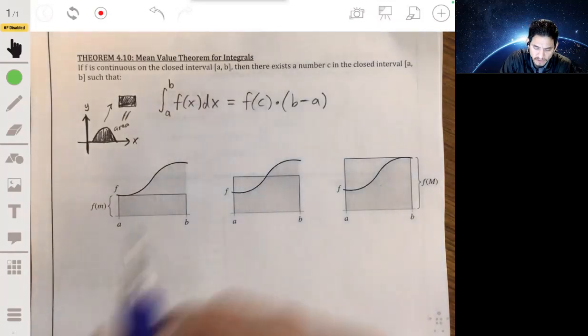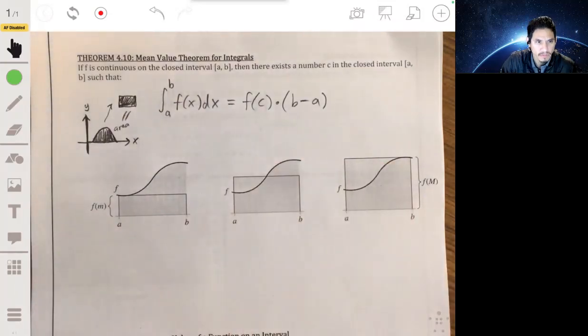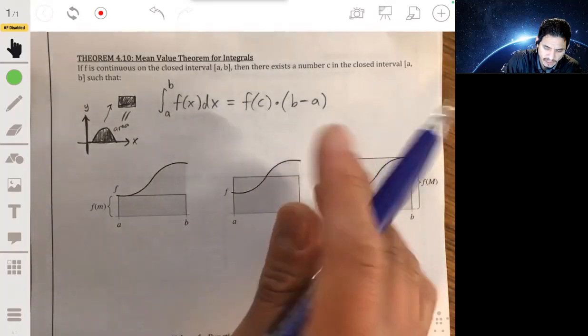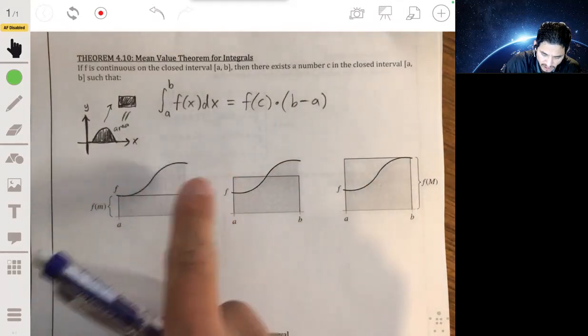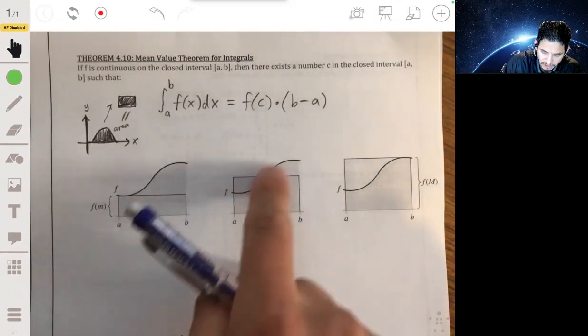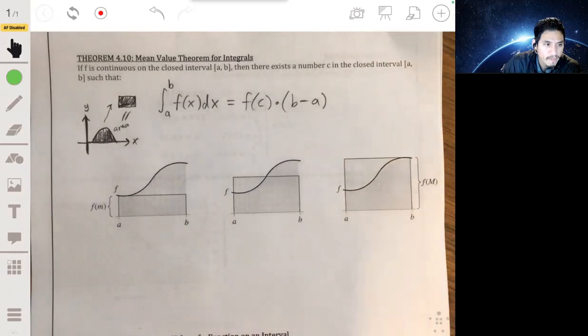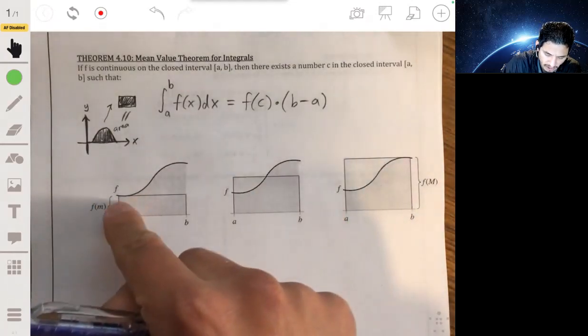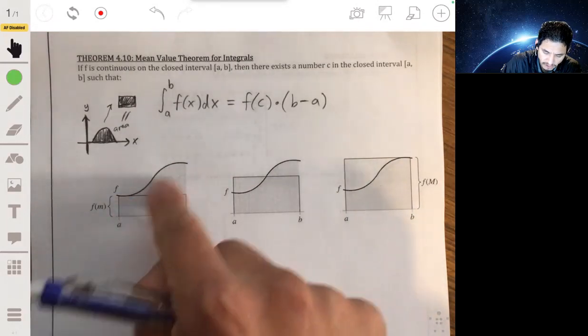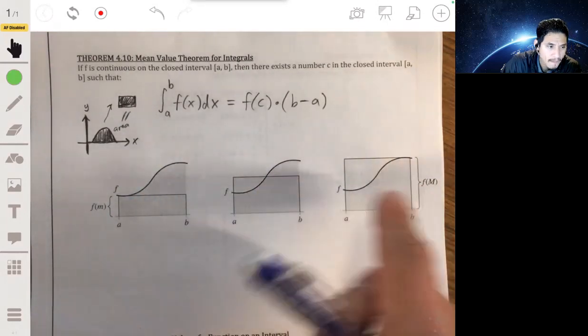That's the main basis for this theorem. Now, let's first look at how we can understand what is meant by c and all that. Let f represent this graph here. I have three pictures of it, and we're going from a to b. So we're looking at the area underneath the curve, the shaded area.